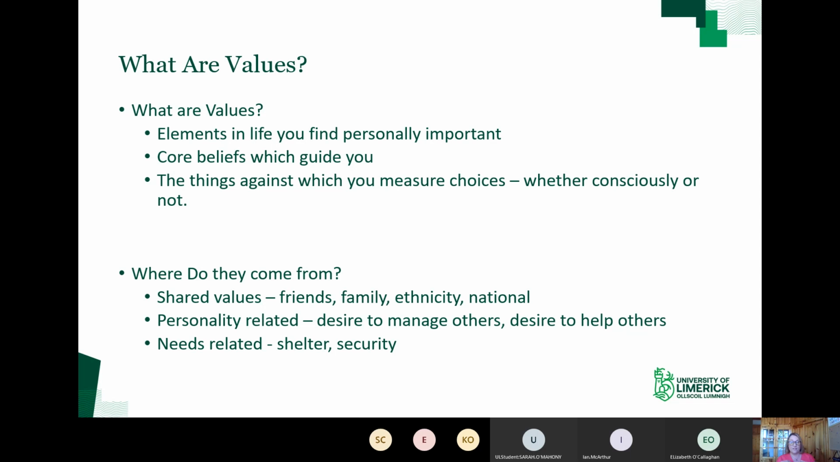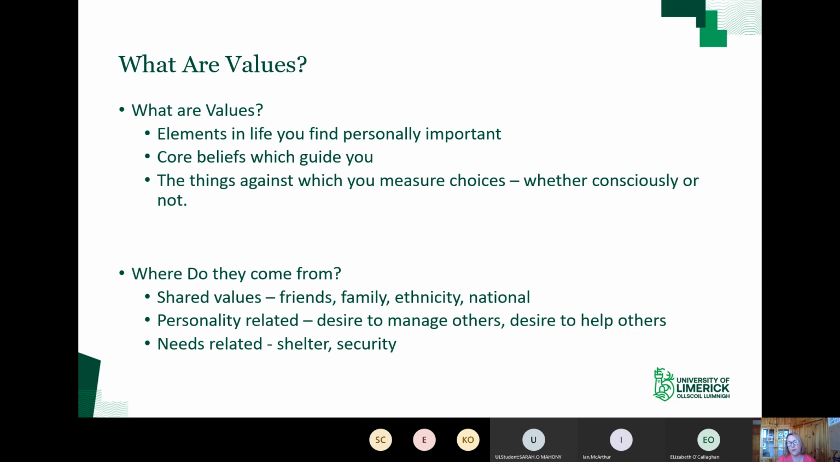Oftentimes they're beliefs as well, and they guide you in terms of decisions and directions that you make, and things that we use either consciously or unconsciously to measure choices we make. So in deciding what we want to do or what we don't want to do, or what's a good role or a good career path for us to choose, oftentimes our values may unconsciously be guiding us in those choices.